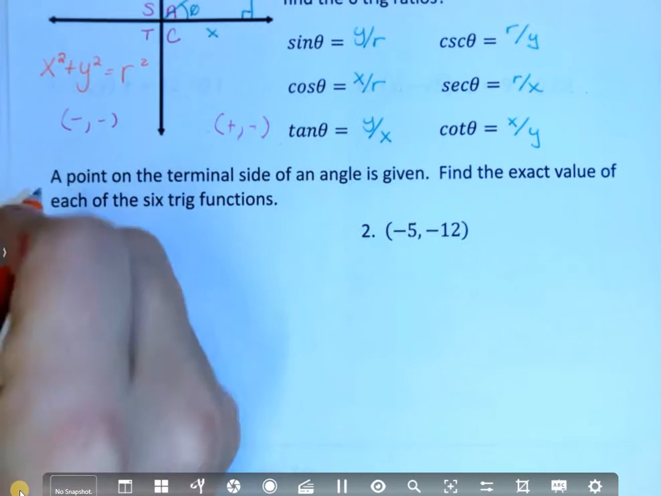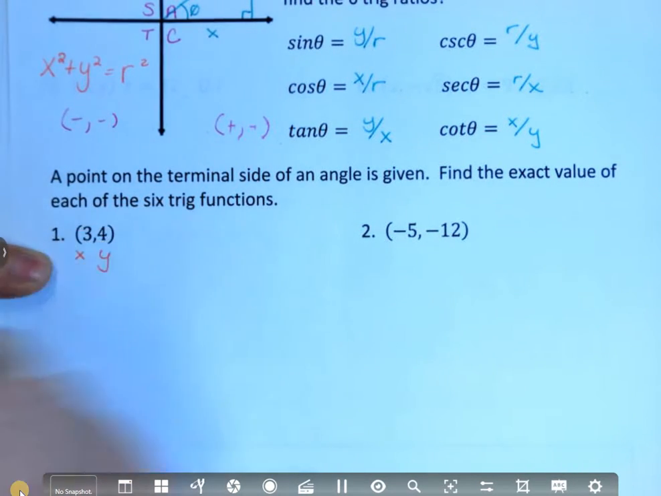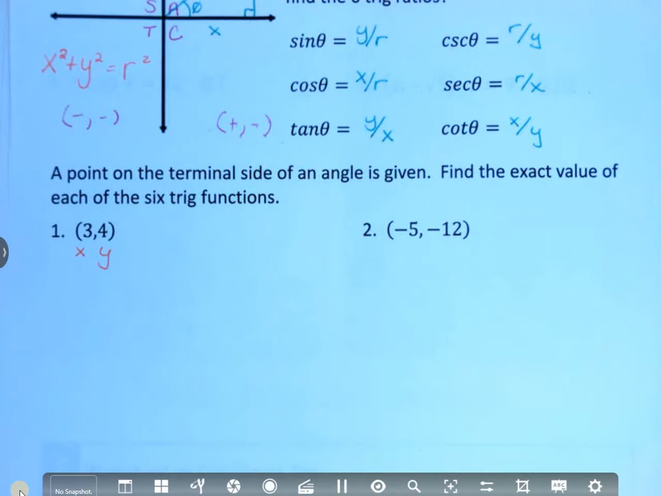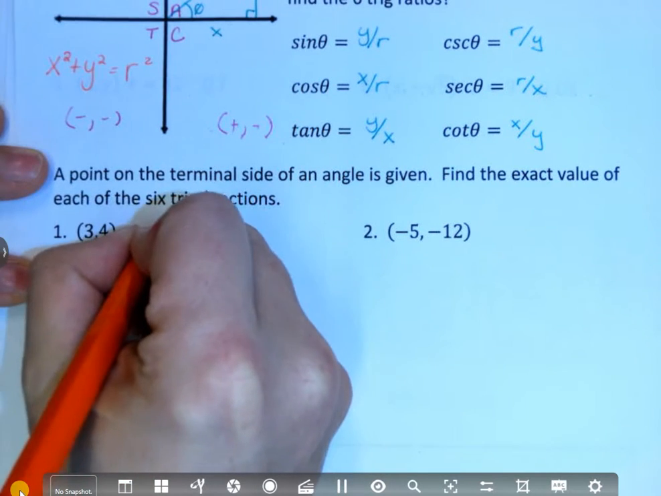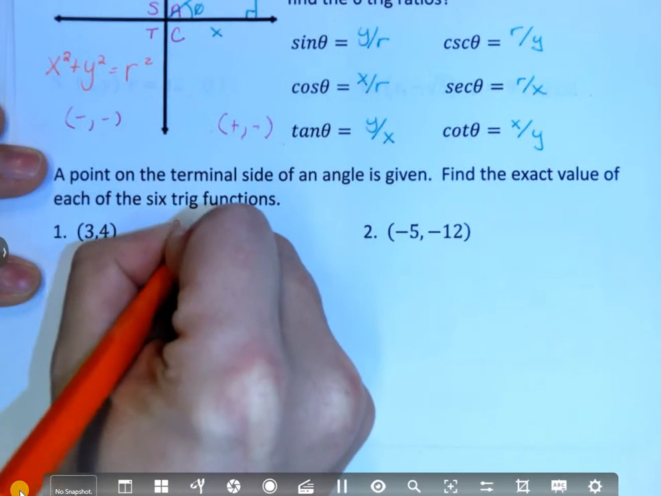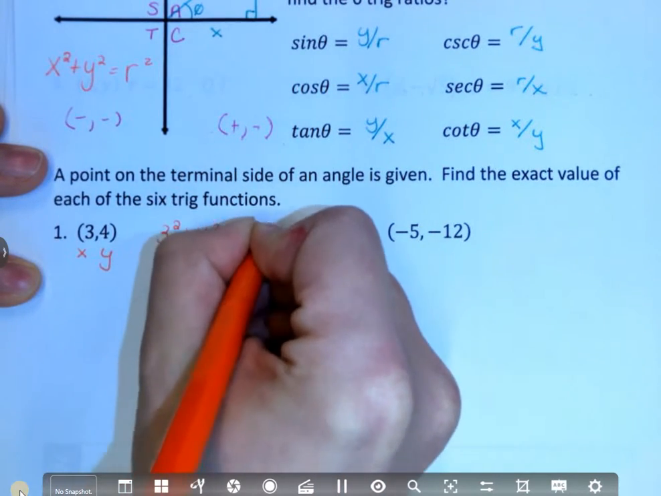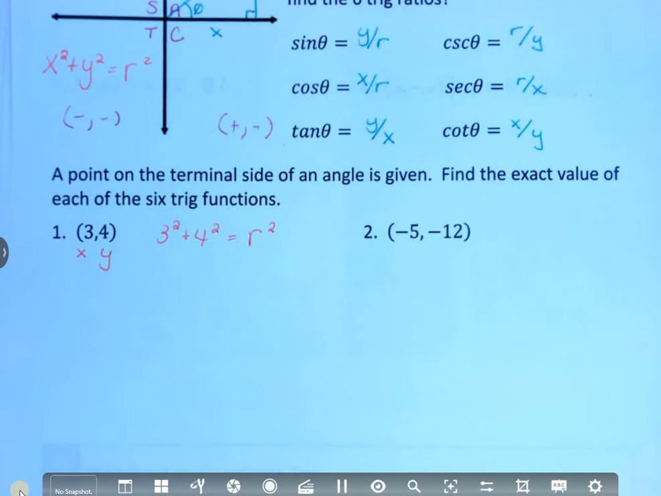When I look at this, this is my x, this is my y. How do I find my radius? Pythagorean theorem. Am I blowing your minds yet? So to find the radius, I will say 3 squared plus 4 squared equals r squared. And a lot of you don't even need to do the work for that. What is r? R is 5.